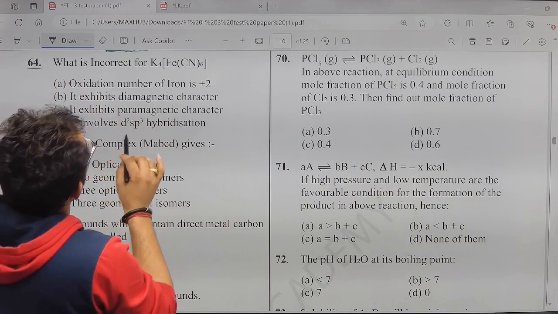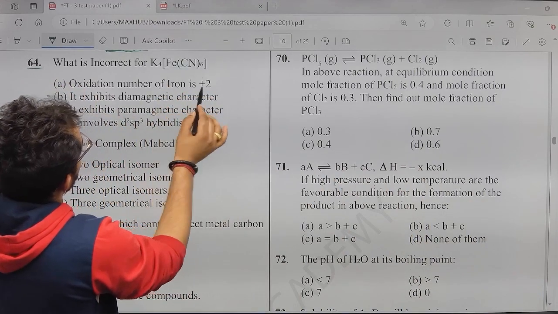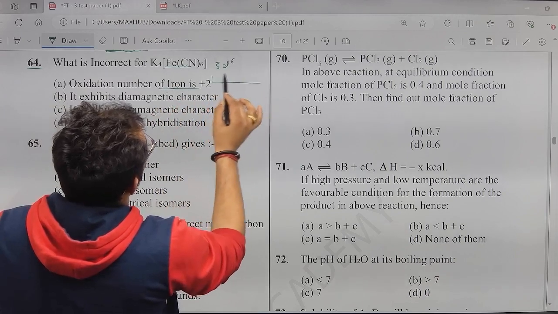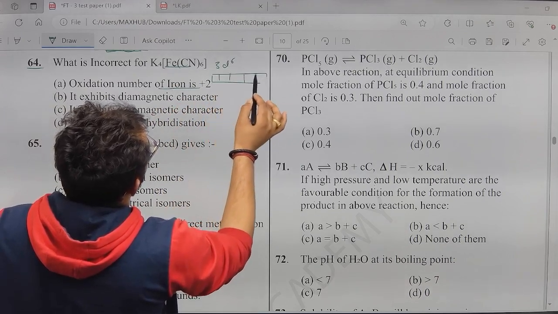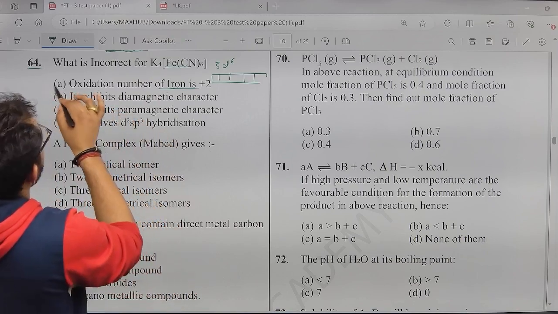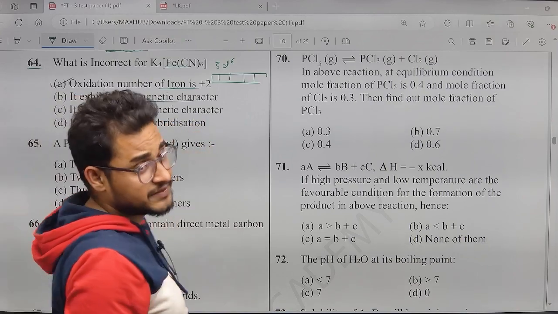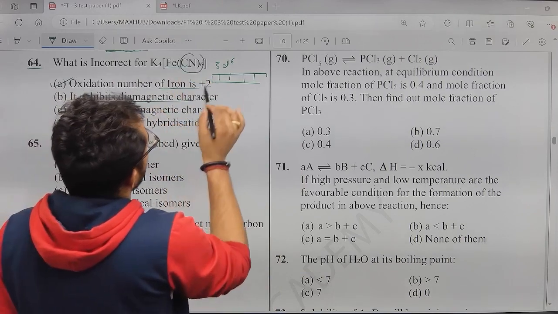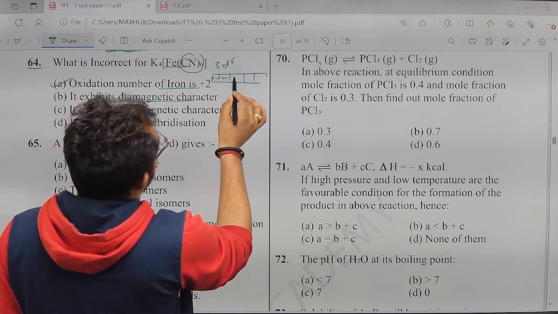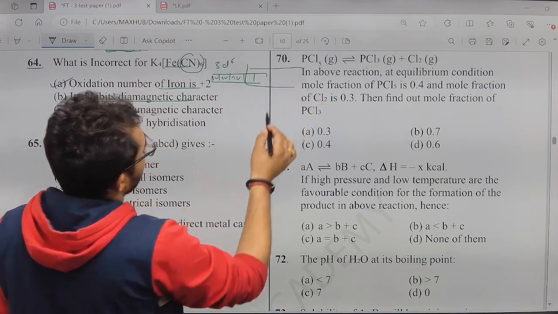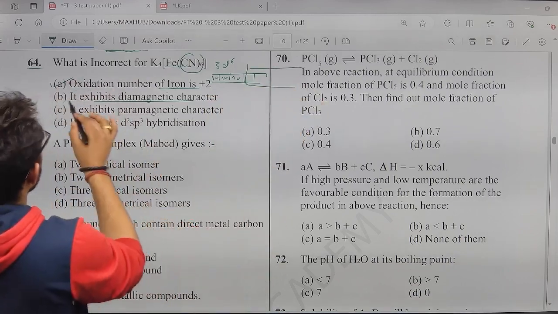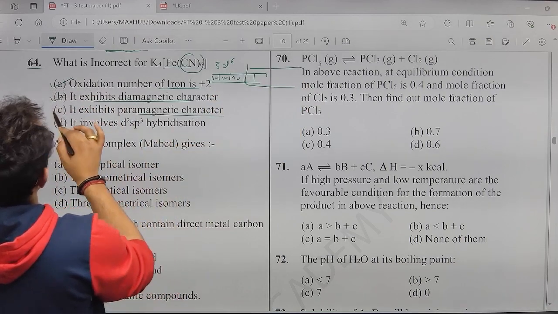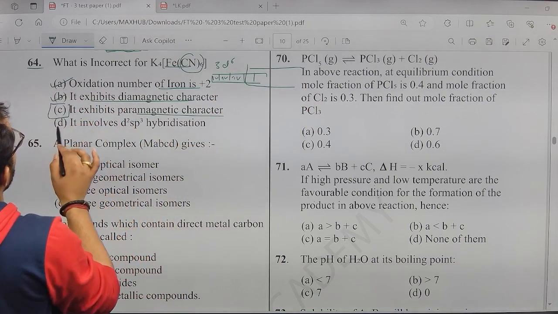So the next question is 64. Which is incorrect? We have seen that it has the +2 oxidation state and a 3d6 configuration. 1, 2, 3, 4, right? So the +2 oxidation state is right, and it exhibits diamagnetic character. We know that if there is a strong field ligand CN, the electrons will be paired and hybridized. So there will be d2sp3 hybridization, so it is diamagnetic. It is also right. It exhibits paramagnetic? No, so C will be the right answer.